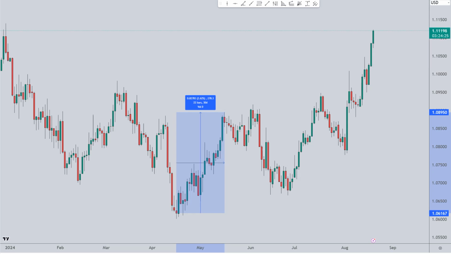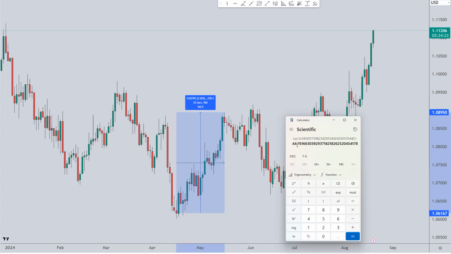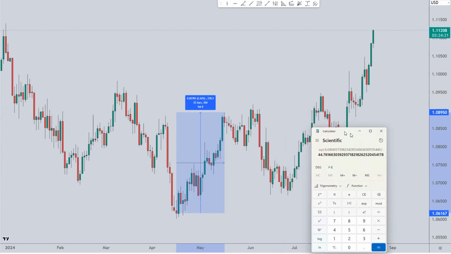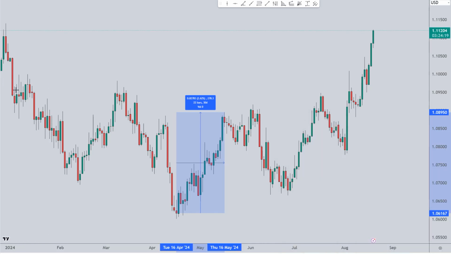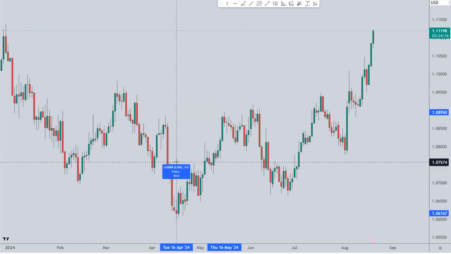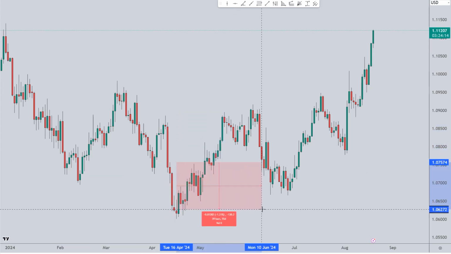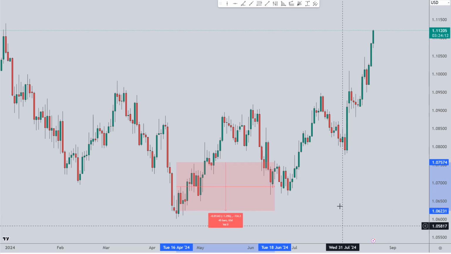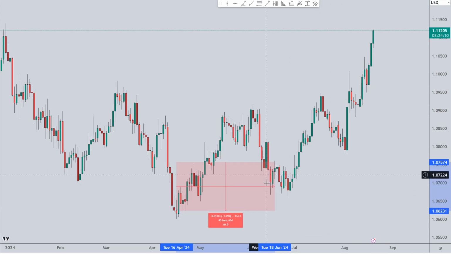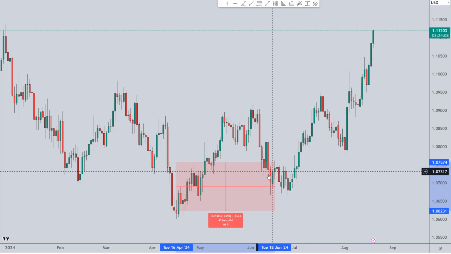So anyway, we measured 22. The next row out gives us 45. And so we're going to measure from here, the same starting point, and go 45 bars out. And we get down here in this bottoming formation here.